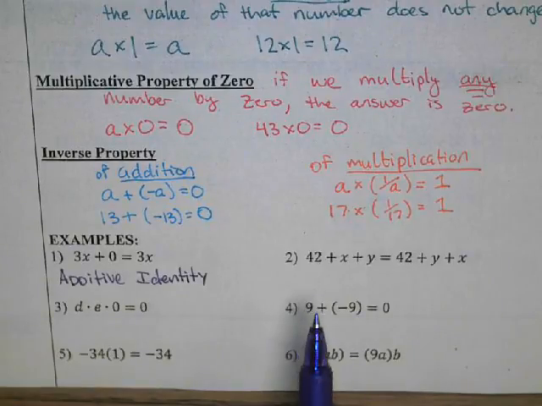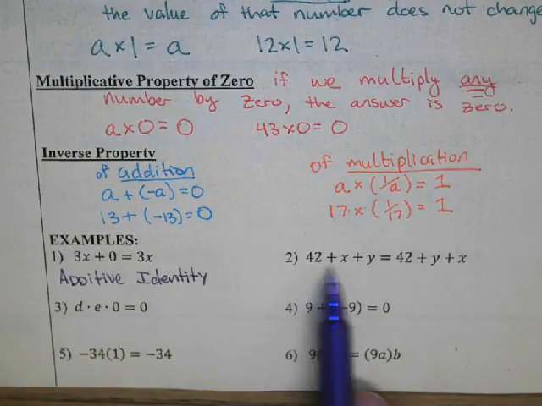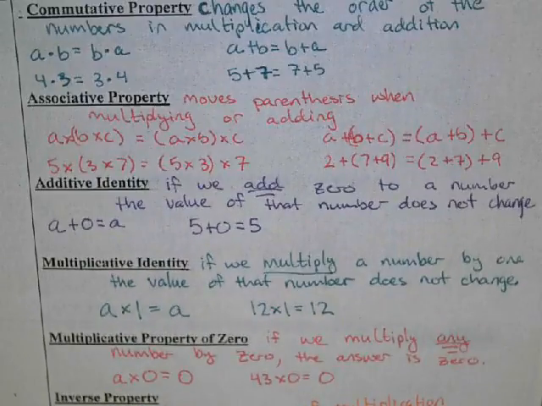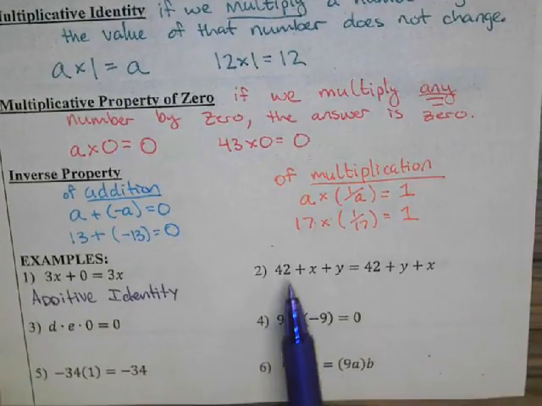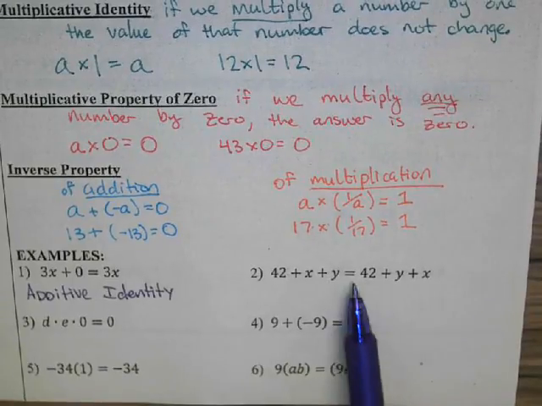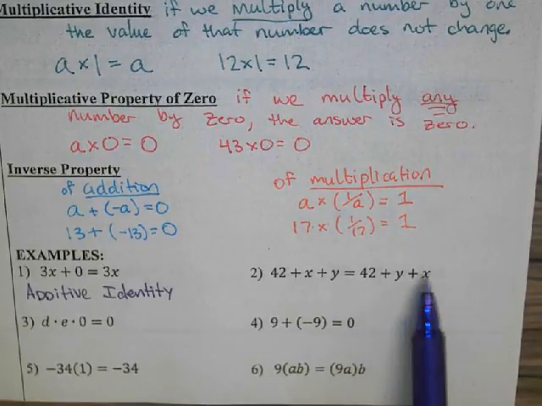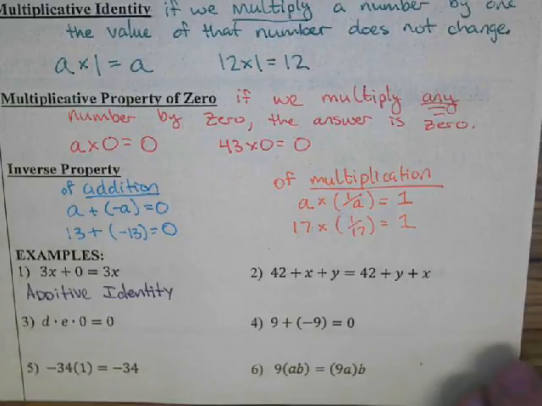On number 2, we are changing the order of addition. So which property lets us change the order of addition? Because we have 42 plus x plus y equals 42 plus y plus x. So that x and y switch places. We change the order of x and y.